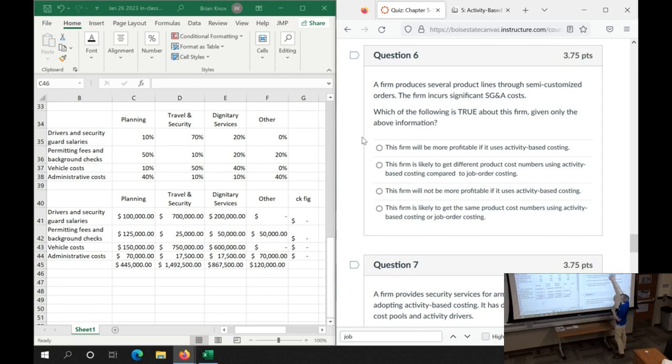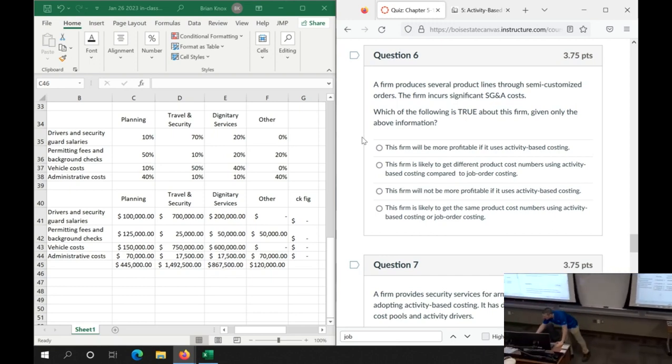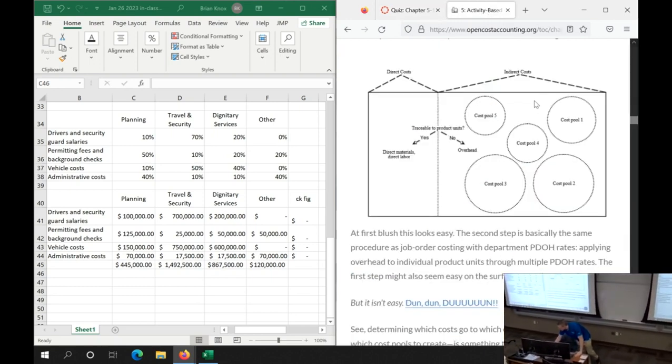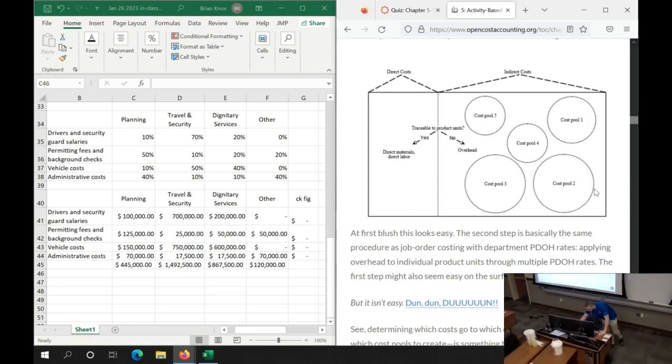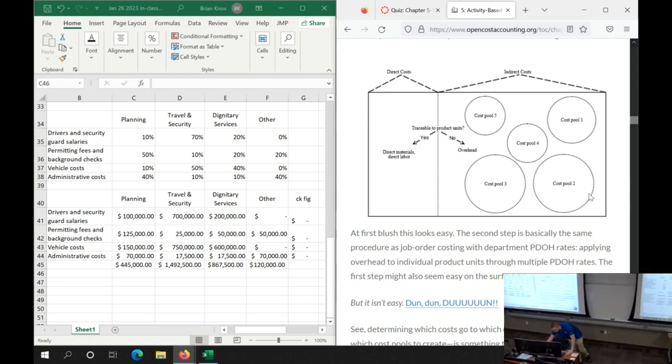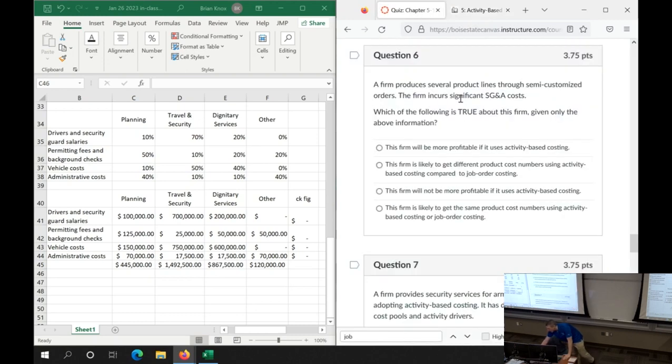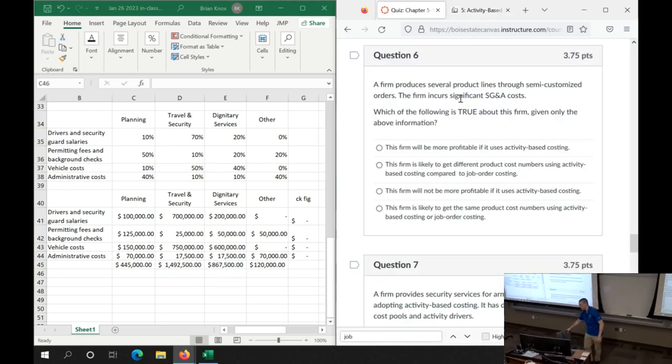I think that's the best way to at least get an intro into ABC, or a refresher in this case. Okay, so anyway, semi-customized orders, the firm incurs significant SG&A costs. All right, I want the alarm bells to go off in your head. Because under job order costing, there's a big dotted line right there, and everything to the right of the line is SG&A costs, so it means there's a lot here. That's what the question is saying. The dotted line might not be over here, it might be way over here. A lot of SG&A costs, not as much overhead, but the point is that they exist. There are SG&A costs in this firm, and quite a bit.